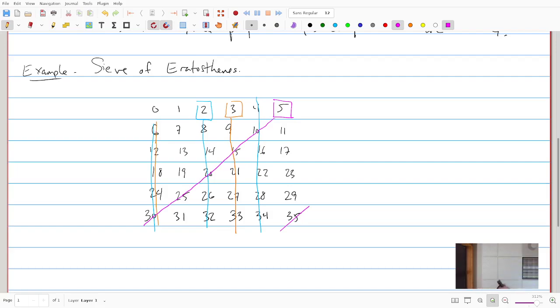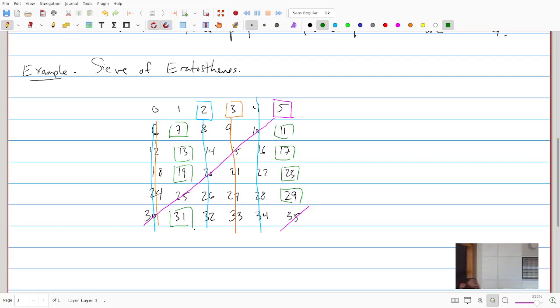I don't have to keep going and cross out all multiples of 7, then multiples of 11. I can just go ahead and say everything else that's not crossed out is prime: 7, 11, 13, 17, 19, 23, 29, 31. So this is actually a very efficient method for generating a list of all the prime numbers up to some limit.